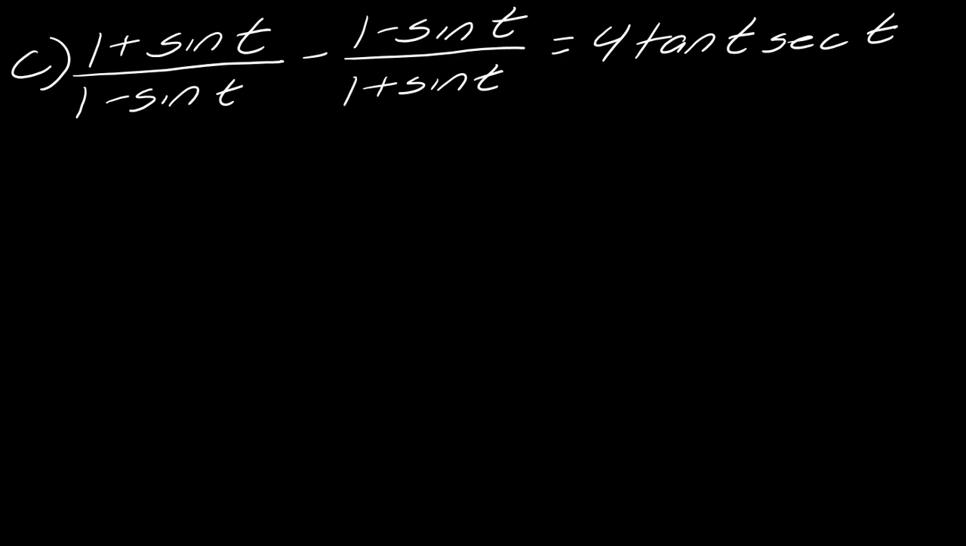Okay, C here. So I've got 1 plus sine t over 1 minus sine t minus 1 minus sine t over 1 plus sine t equals 4 tangent t secant t. Again, just going with some basic principles. This side, I feel like I can't really do anything with unless I get a common denominator. I just want to combine these two fractions so I at least have a singular fraction.